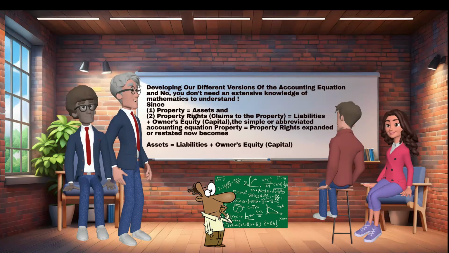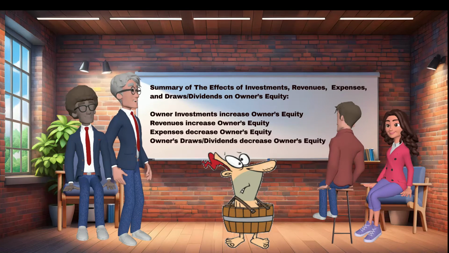Since 1. property equals assets and 2. property rights, claims to the property, equals liabilities plus owner's equity (capital), the simple or abbreviated accounting equation, property equals property rights, expanded or restated now becomes assets equal liabilities plus owner's equity (capital). We're now going to concentrate on the owner's equity (capital) section of the equation. If you recall, the balance of owner's equity is affected by revenue, expense, investment, and draws or dividends.